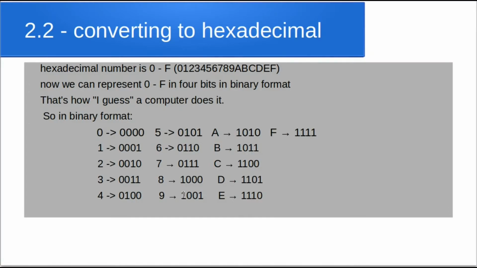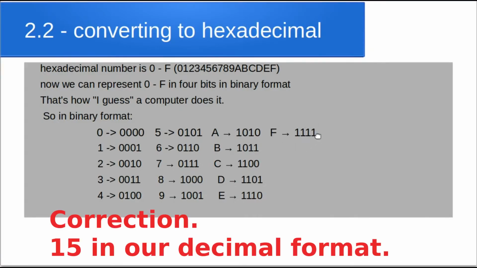5 is 0, 1, 0, 1. 6 is 0, 1, 1, 0. 7 is 0, 1, 1, 1. 8, as you can see, is 1 and 3 zeros, because the powers would be 1, 2, 4, 8. And 9 is 1, 0, 0, 1. And then A is 1, 0, 1, 0. B is 1, 0, 1, 1. C is 1, 1, 0, 0. D is 1, 1, 0, 1. E is 1, 1, 1, 0. And F, obviously, 1, 1, 1, 1, which represents 15 in our decimal format.